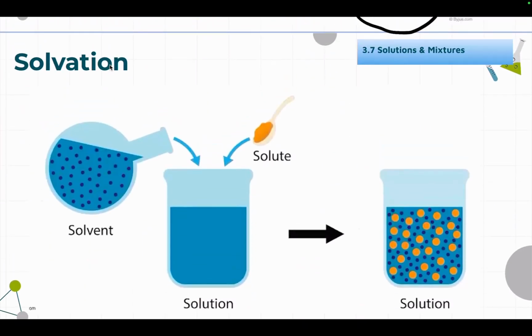This is just showing you solvation at a macroscopic level. You always have a solvent, usually water. Water is the universal solvent. You add a solute, and then you make that solution, which again is homogeneous.